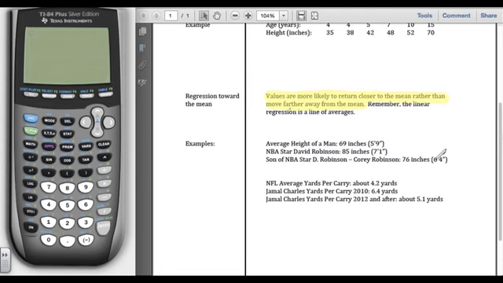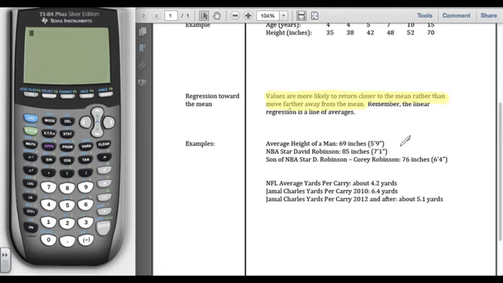He's 6'4". So we see that while David Robinson was very tall, his son didn't get even taller. His son wasn't 7'3" or 7'4", but he was a little bit shorter. He was closer toward the mean. He was 6'4". Values are more likely to return closer to the mean rather than move farther away from the mean.